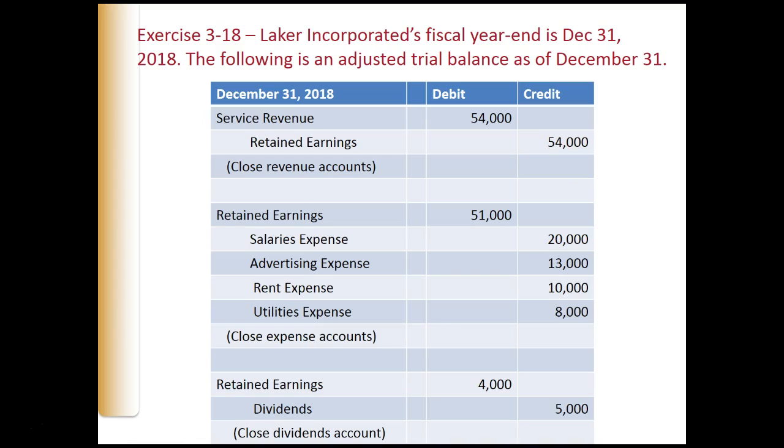Our expense accounts get closed out by crediting those accounts. They have a normal debit balance, but to zero them out, we credit those accounts. So we credit them, and the corresponding entry is put as a debit to retained earnings.